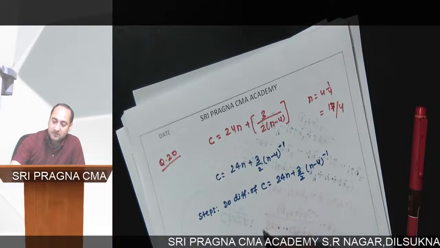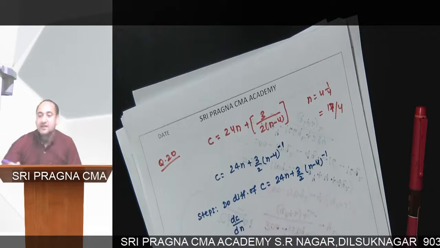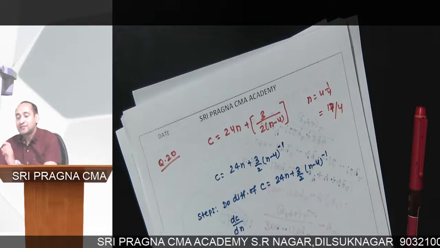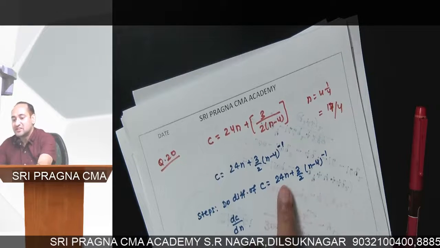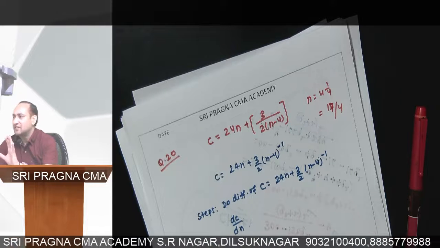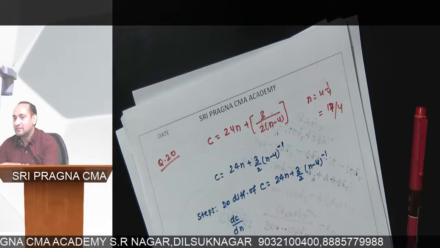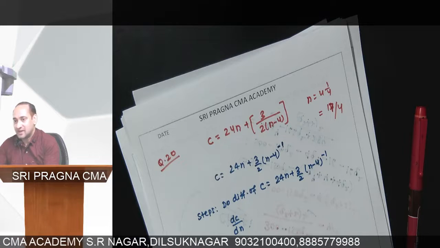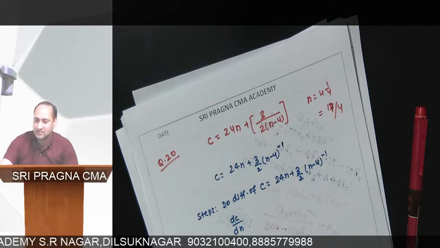So what do we have to do? Tell me. Let us do dC by dn, because we have to do the differentiation with respect to n. I don't think anybody has a problem whether we use n, w, or x. It does not make any difference for you.